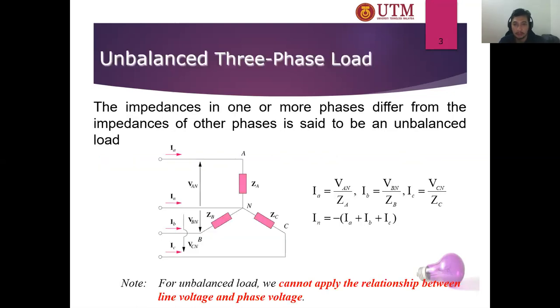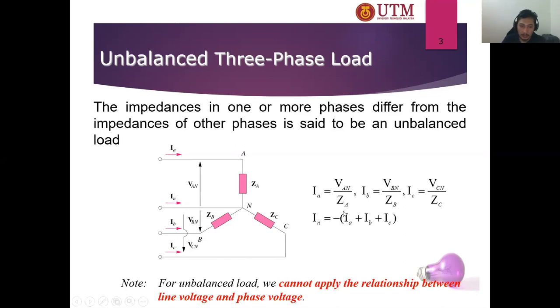So unbalanced three-phase load. What is the definition? It is actually when the impedance in one or more phases differs from the impedance of the other phases, it is said to be an unbalanced load. So meaning that if your ZA is different compared to ZB and ZC, this load is unbalanced and the whole system is in an unbalanced condition. So if you have an unbalanced system, we cannot apply the relationship between line voltage and phase voltage that we have previously learned in the balanced system. The relationship between line voltage and phase voltage can only be applied if the system is balanced.